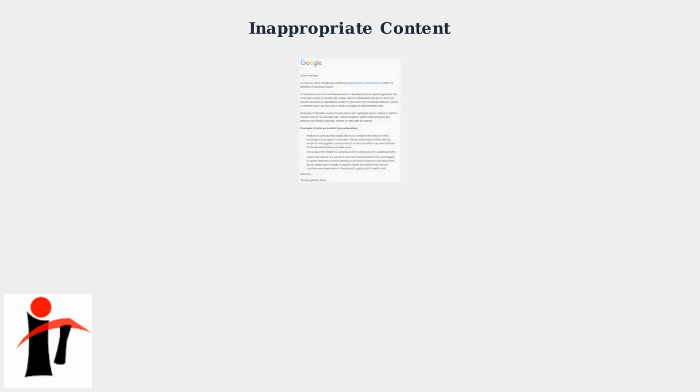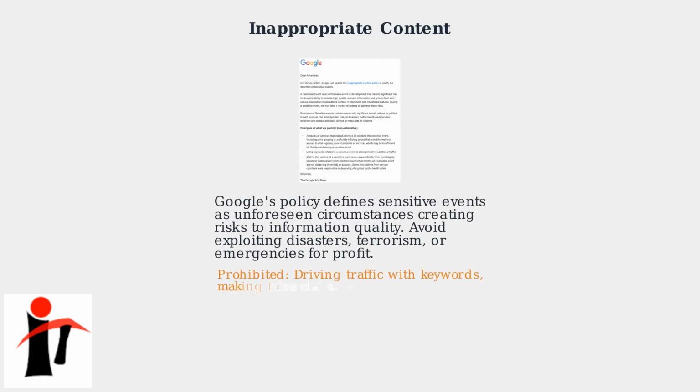Another critical mistake is uploading inappropriate content. Google's inappropriate content policy, updated in 2026, clarifies sensitive events as unforeseen occurrences that significantly risk the platform's ability to provide high-quality information. Examples include civil emergencies, natural disasters, and acts of terrorism. You must avoid content that exploits these events for commercial gain, such as driving traffic using related keywords or making claims that victims are responsible for their tragedies. Such violations can result in immediate rejection and potential account penalties.